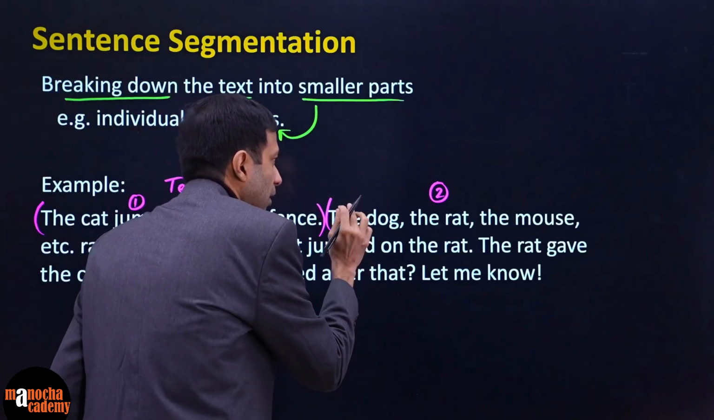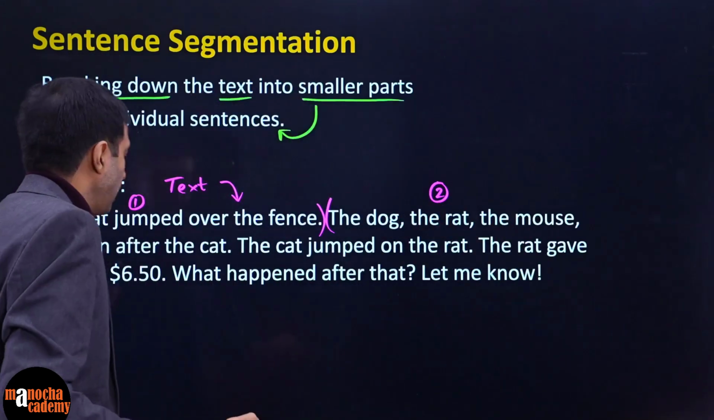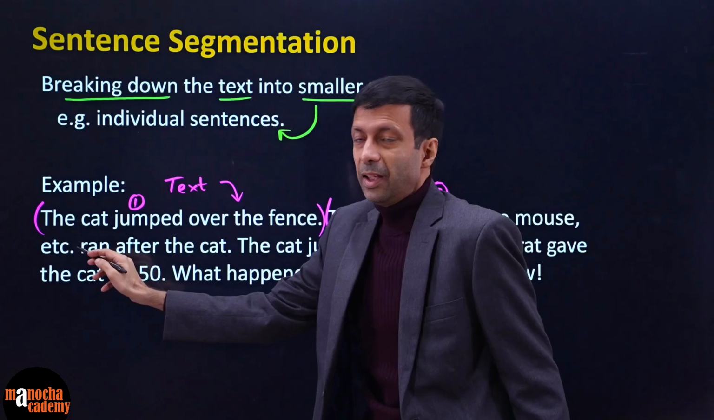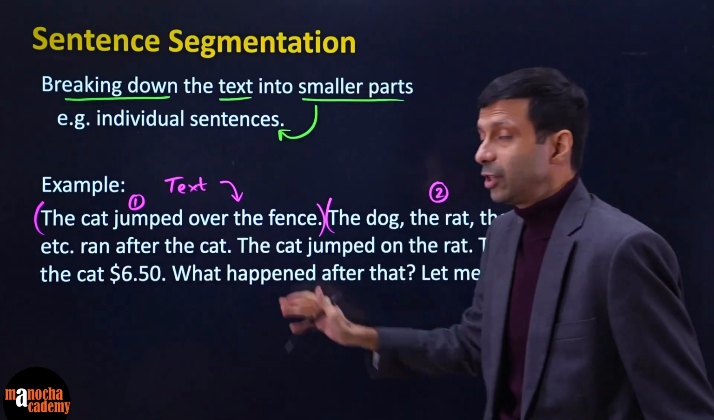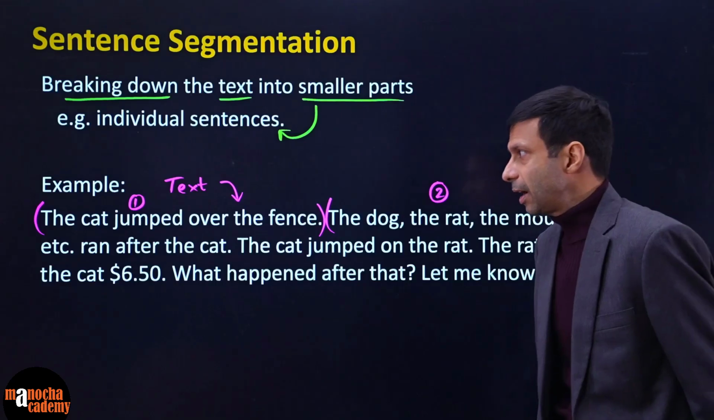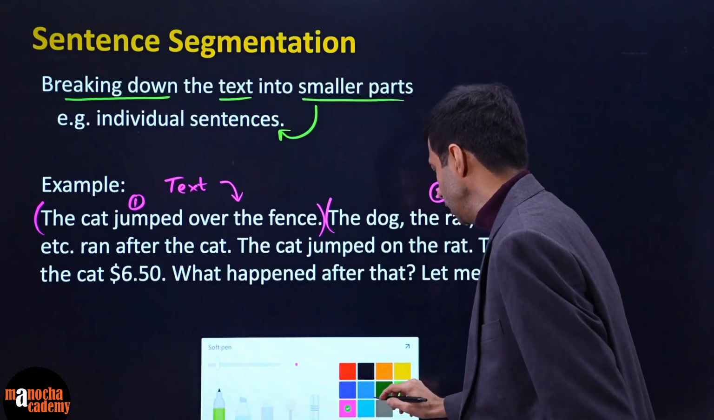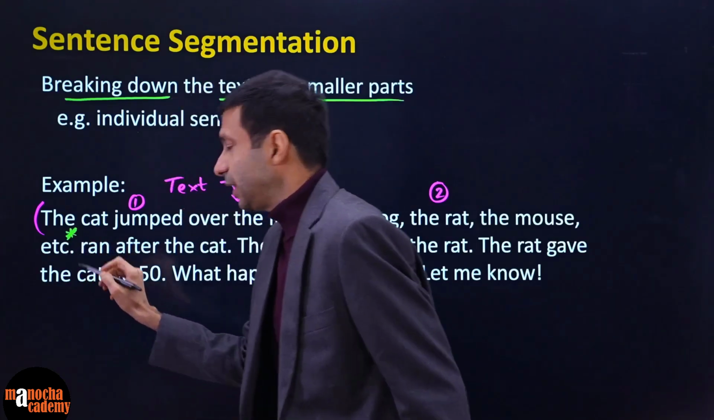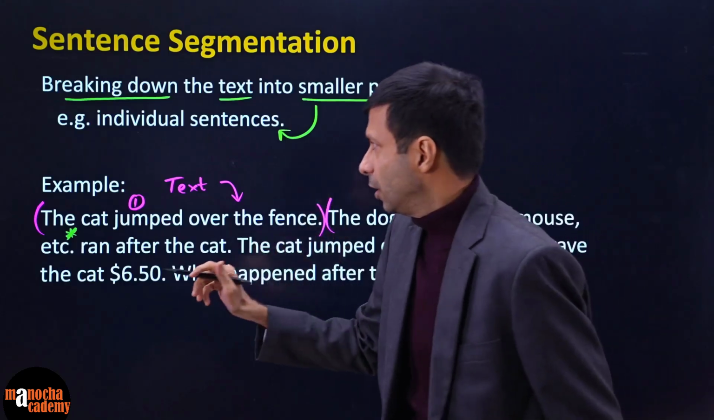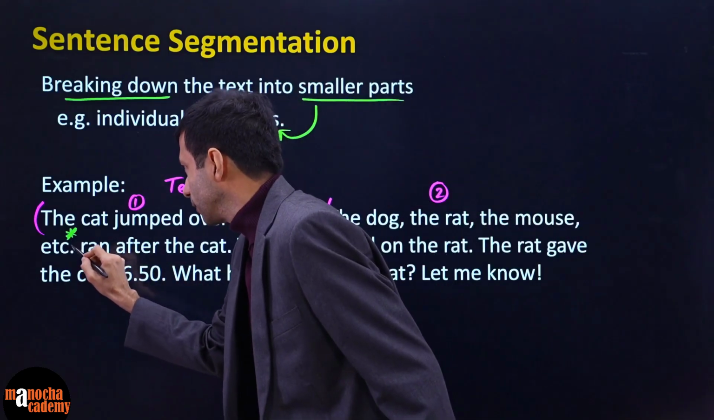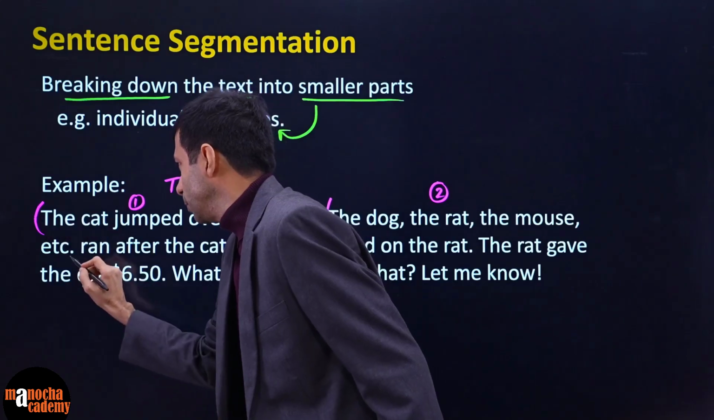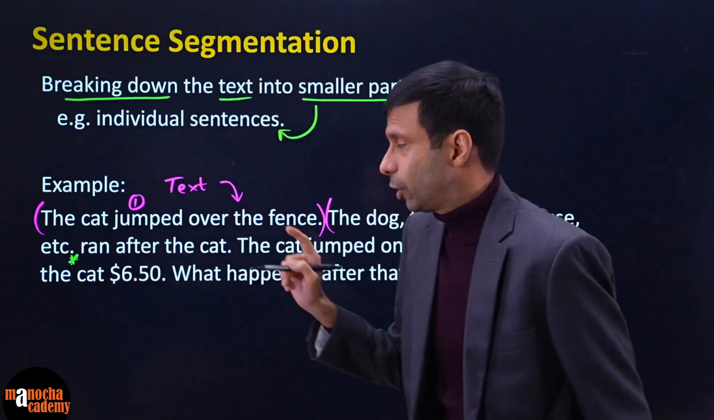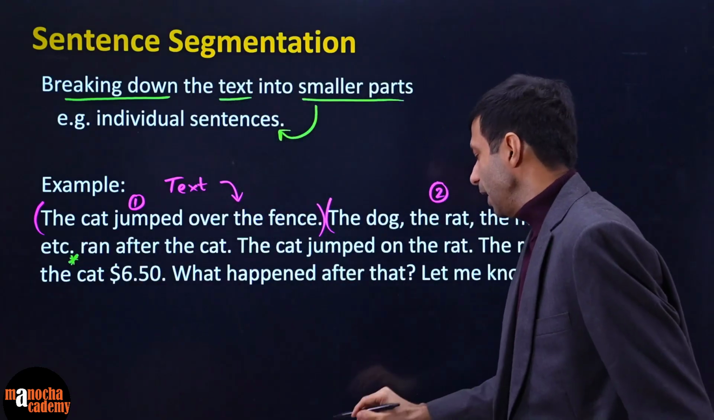So I'll include everything: the dog, the rat, the mouse, etc. See, this is a little dangerous. You can see there is a dot over there. If I break it down there, then the sentence will not have the correct meaning. So we have to be very careful over here. And this is where we'll have to have some special cases. If we see etc. with a dot, we have to remove the dot. So basically, you have to get rid of this dot. This is a very special case. So we get rid of that dot and continue: ran after the cat.